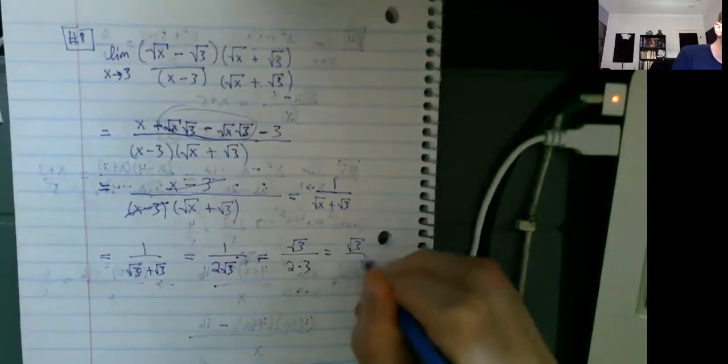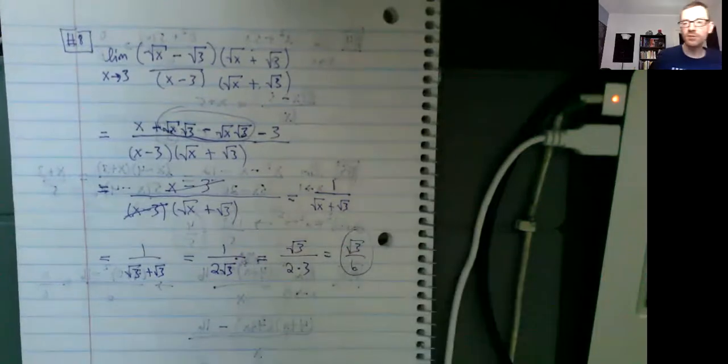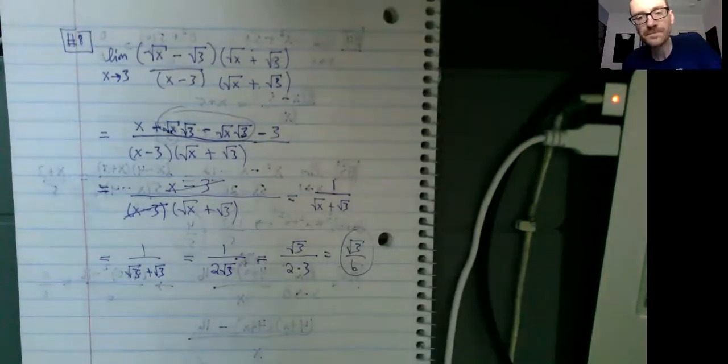So if you multiply the top by root 3, 1 times root 3 is just root 3. And then if you multiply the bottom by root 3, it's 2 times root 3 times root 3. The roots will cancel. That's just 2 times 3, which is 6. So root 3 over 6, which is probably what you would see in a final answer. Yeah, so that's how that one goes. What else do we have?